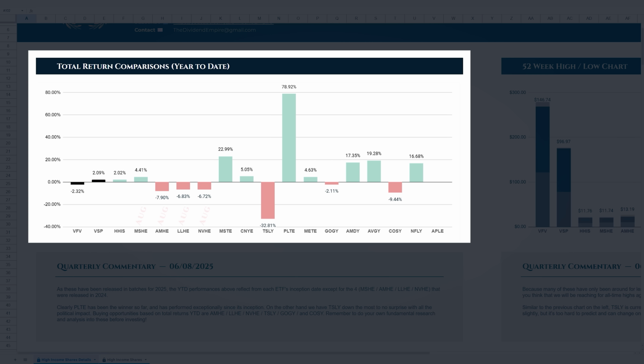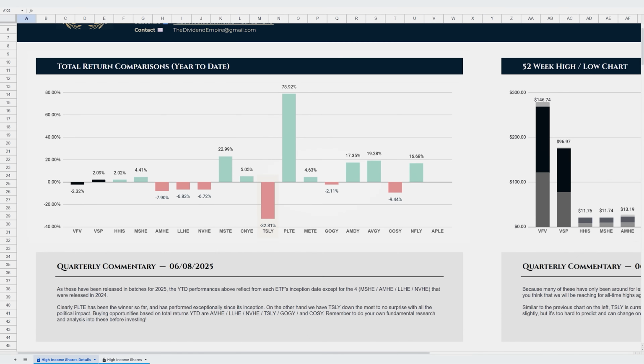Then for the actual ETFs, there's a caveat that goes into reading this chart, and that's because these were released in different batches this year. Because this chart is just showing the values starting from the beginning of this year, some of these may look better or worse than others, depending on their inception dates. But in general, it's pretty clear on the chart that Palantir is the best performer of them all so far. And it should be no surprise that Tesla is the worst performing one, due to all the political news and drama.